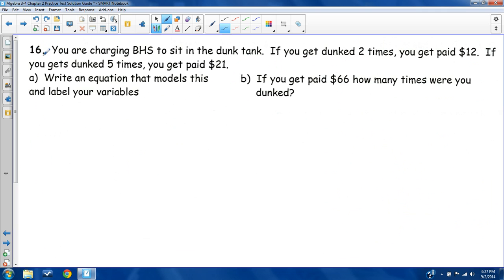Okay, here's another word problem. This was number 16, so it kind of jumped around. You're charging BHS to sit in the dunk tank. Awesome. You get dunked 2 times, you get paid $12. If you get dunked 5 times, you get paid $21. Write an equation that models this and label your variables.